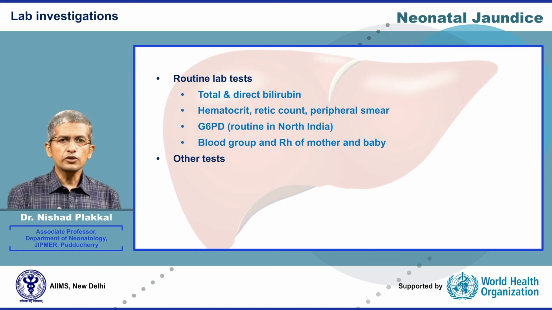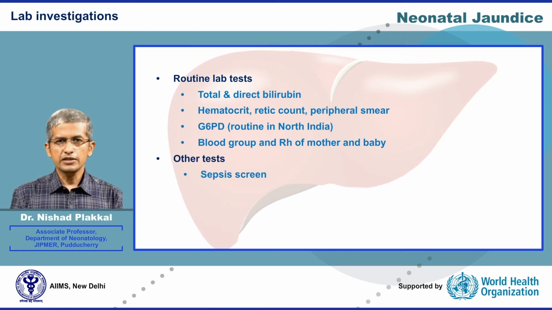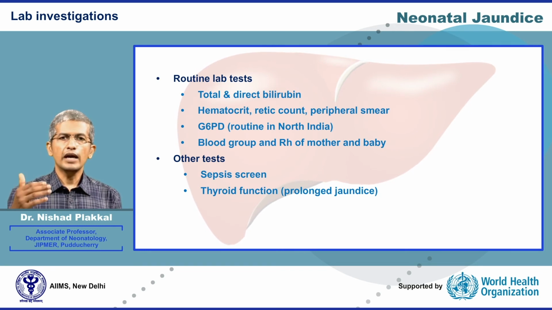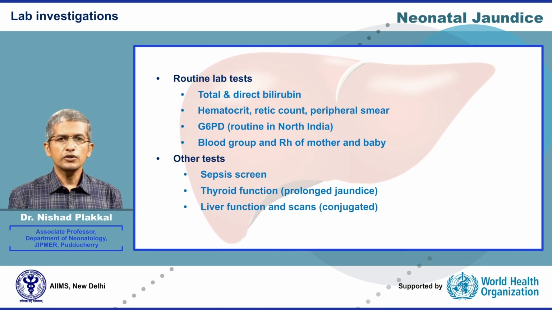And we might also do some other tests depending on the baby's condition. For example, we might do a sepsis screen to rule out an infection. Thyroid function should be done for babies with prolonged jaundice. For babies who have cholestasis, we might also do liver function tests, we might do an ultrasound of the liver, and we might do some other scans, and depending on the baby's condition, a few other tests may also be required.